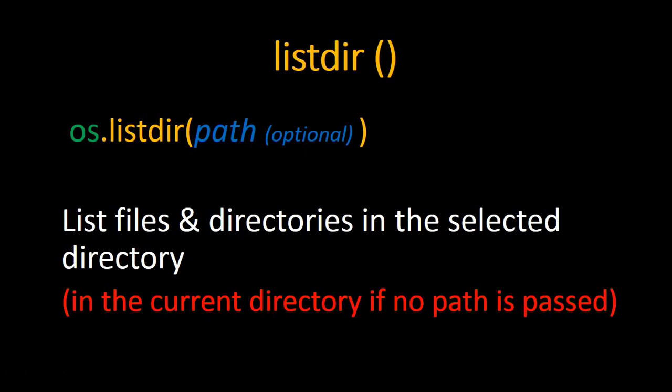For the second function, we have listdir. The listdir is an important function of OS. You can put a path, but it is optional. So what does it do? It lists the files and directories in the selected directory. And how do you select the directory? By putting here the path of this directory. And if you did not pass anything, it will print the files and the directories of the current directory you are in. Let's check this out.